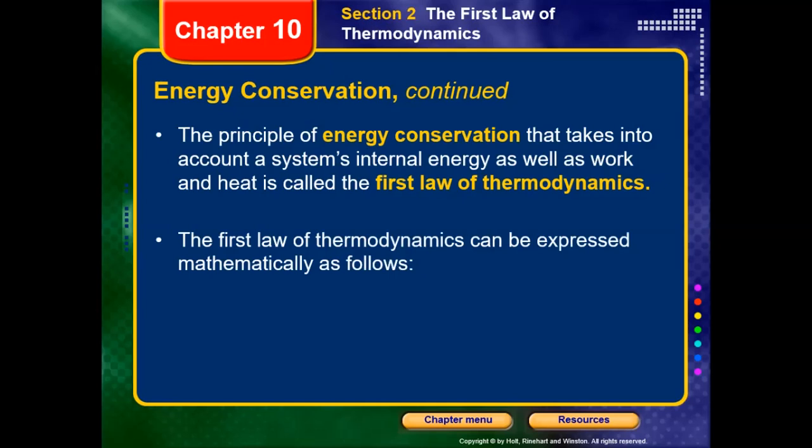The first law of thermodynamics can be expressed mathematically by a simple equation: delta U, the change in internal energy, equals Q, the heat transferred to or from the object, plus W, which is the work.